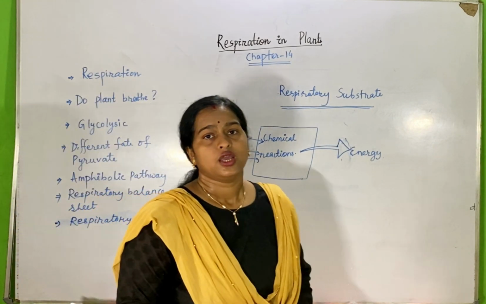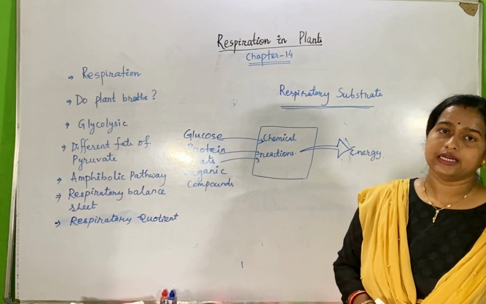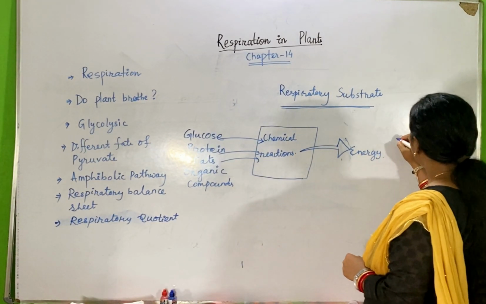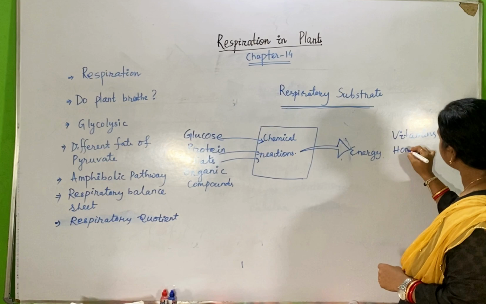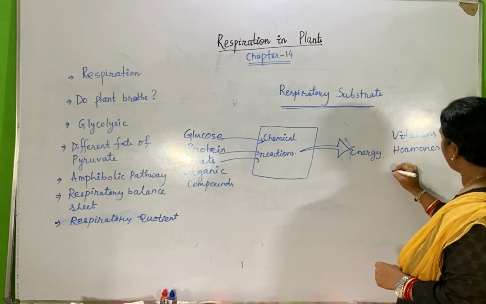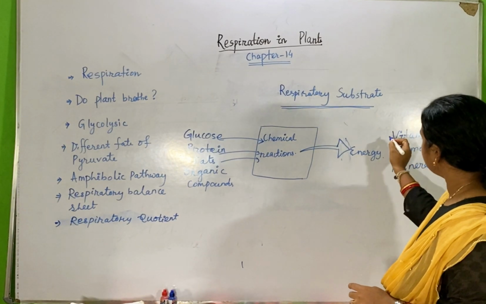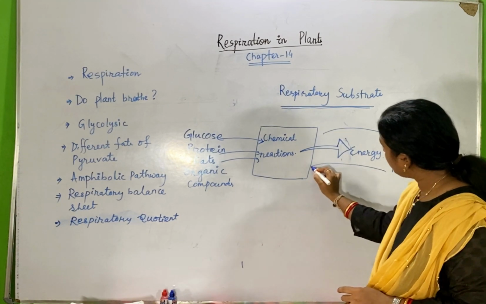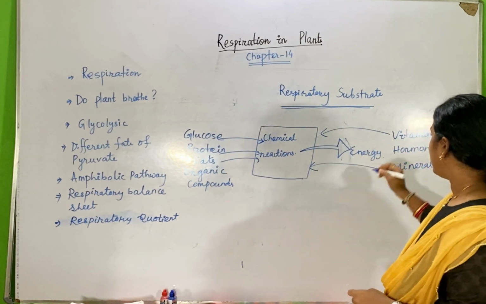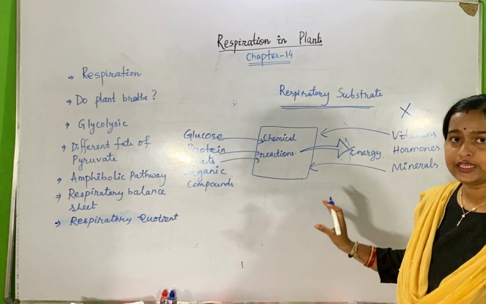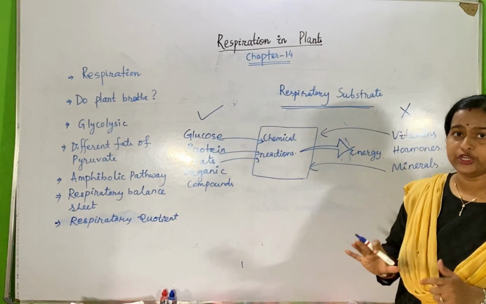Various substances enter the cell, but not every substance releases energy, like vitamins, hormones, and minerals, which do other things. These substances can enter into the chemical reaction, but they do not form energy. That's why we do not call them respiratory substrates. So these are the respiratory substrates and these are not. Clear?